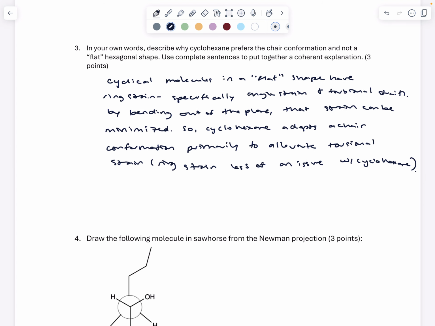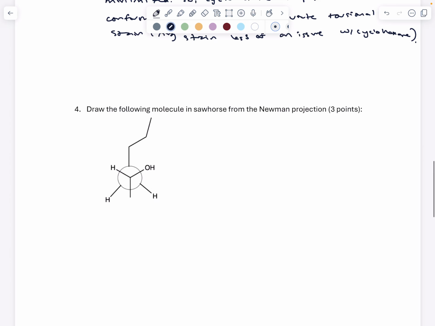But as long as you mentioned ring strain, which is made up of angle strain and torsional strain, and or explained that in a way that made sense, we gave you credit for it. If you communicated that angle strain wasn't as important as torsional strain, that's totally great, but that's not necessarily what we're looking for. So I believe you got a point for having coherent sentences and talking about ring strain and torsional strain in a way that made sense.